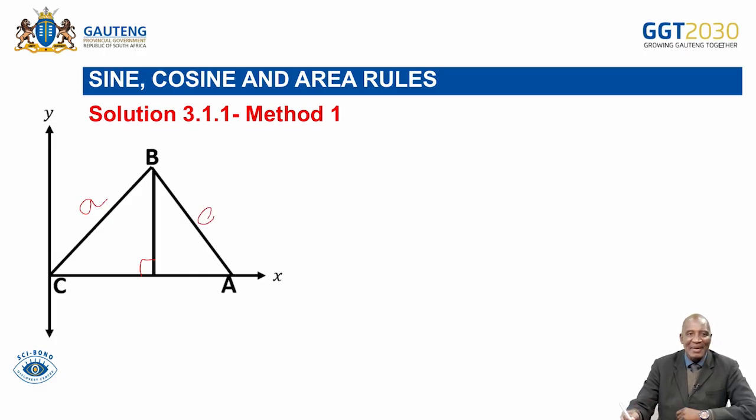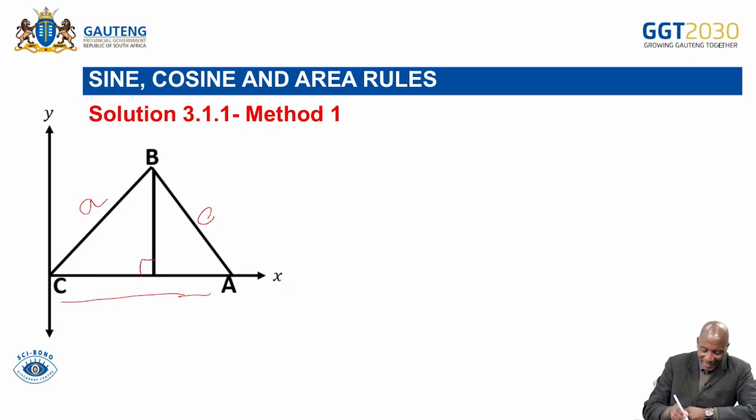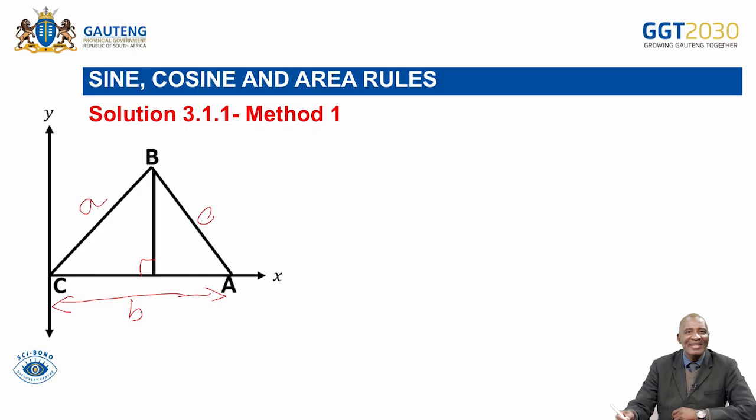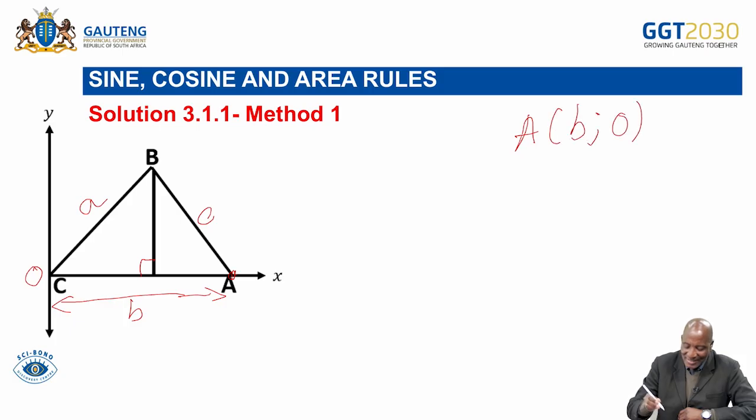I'll leave it there. But remember, the whole of this length here up to there is B. The whole of that length is B. And we are starting from the origin there. So if this B was a 10, it means it's 10 units from C to A. So it means I can find the coordinates of A here. The coordinates of A, I can write them as B and 0.